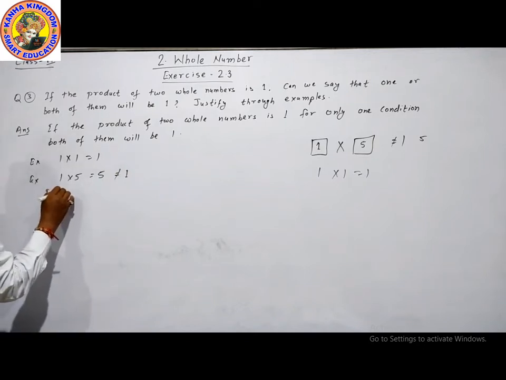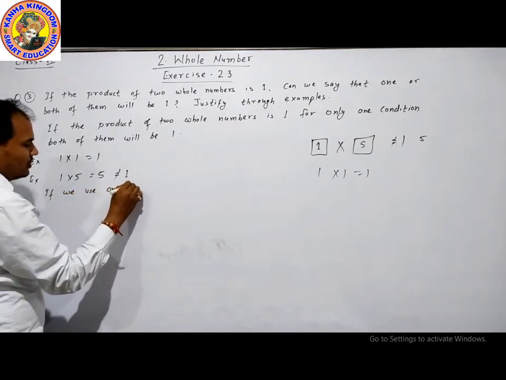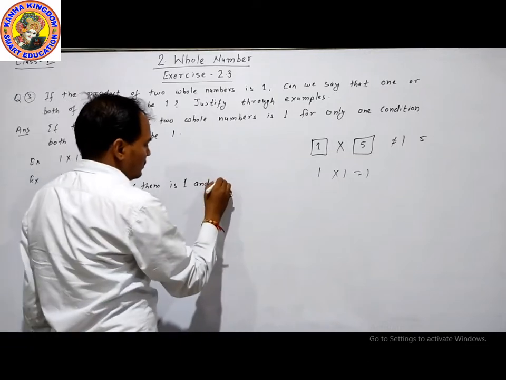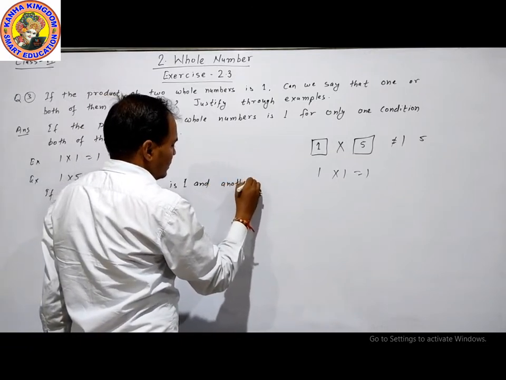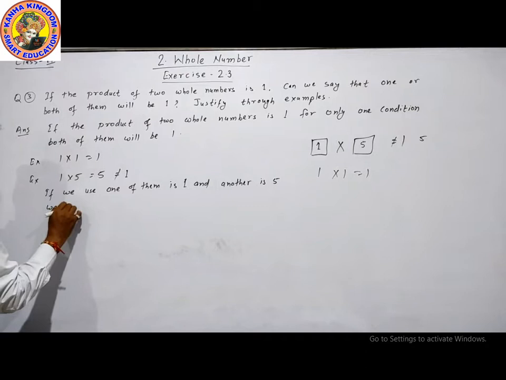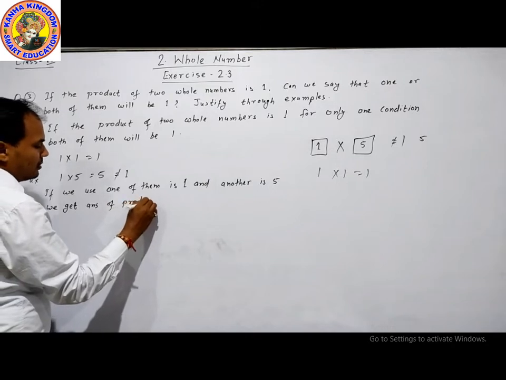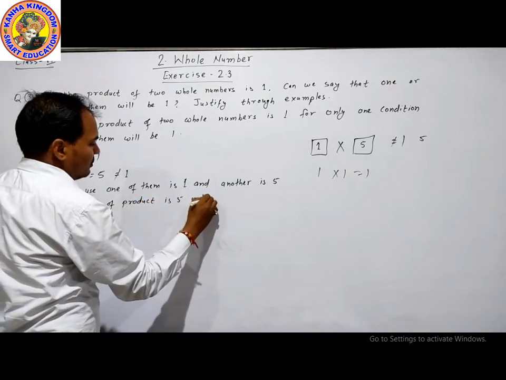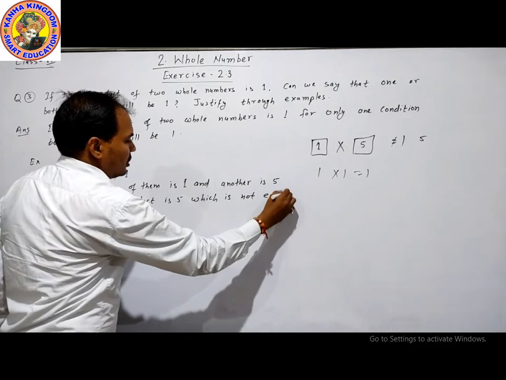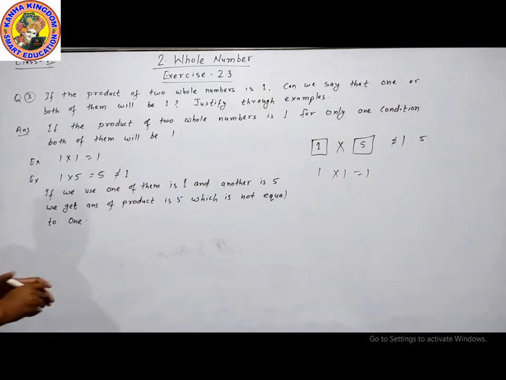If we use one of them as 1 and another as 5, we get the answer of product as 5, which is not equal to 1. So let's begin again from the question.